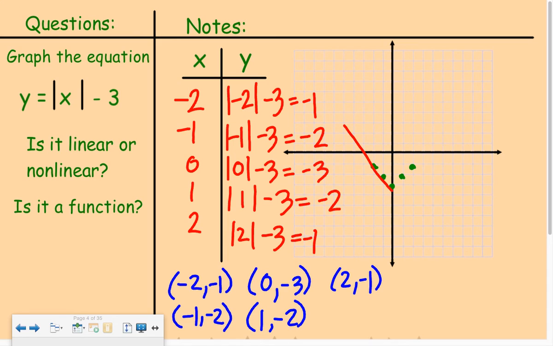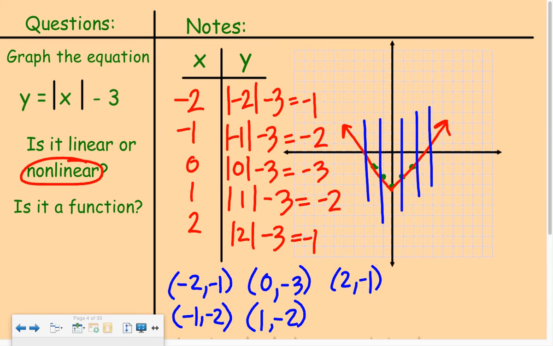absolute value, when graphed, always makes a V. So a V would be nonlinear. And if I perform the vertical line test, it touches once, once, once, once, once. Yep, it's a function. It passes the VLT.